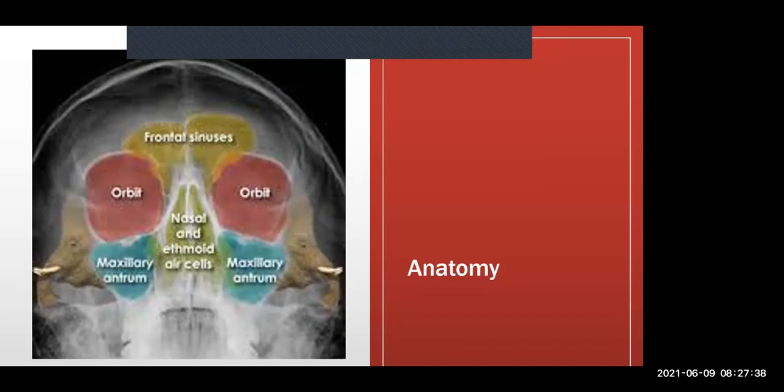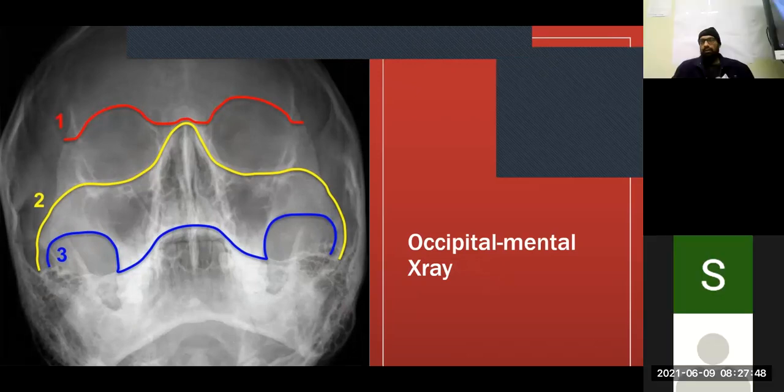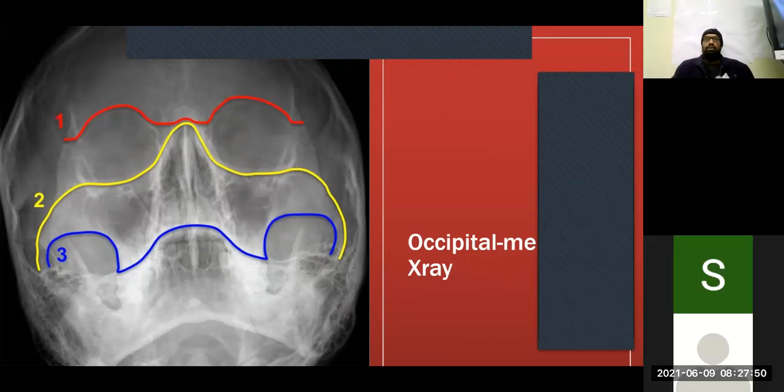All right. Okay. So how do we X-ray this area? We use something called an occipital mental X-ray. All right. So what does an occipital mental X-ray mean? Sorry, I just want to put this up. So where's your occiput? There. Where's your mentis? Here. So they're taking an occipital mental X-ray. All right. So they're basically shooting through from there to there or from there to there.